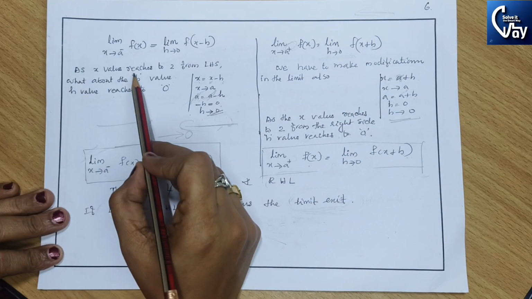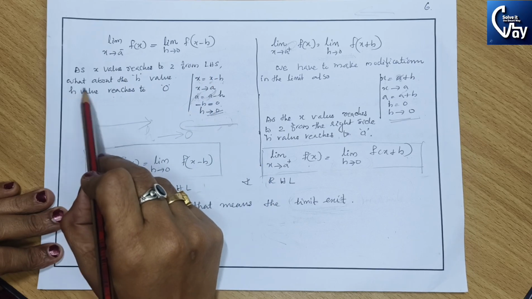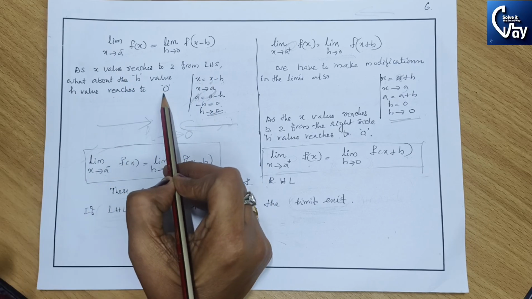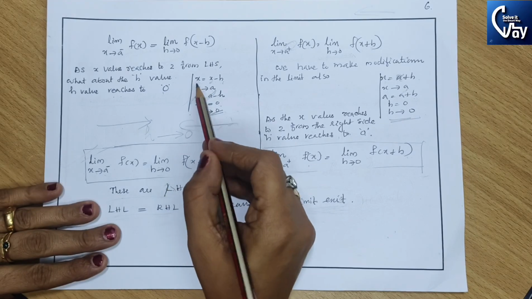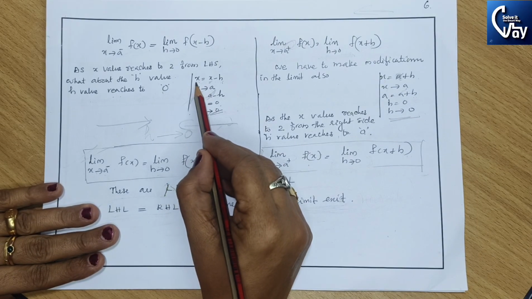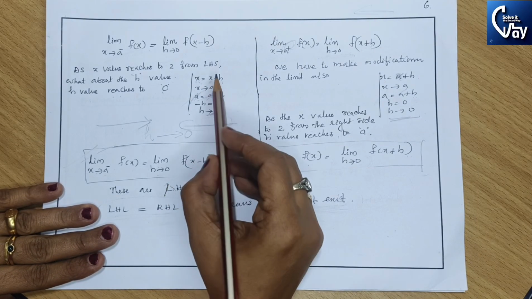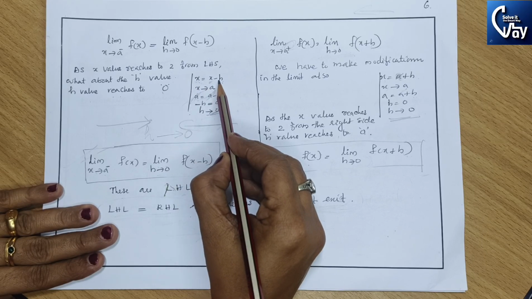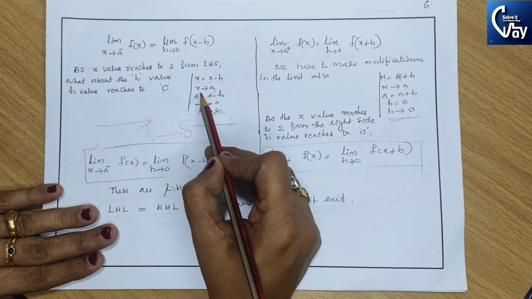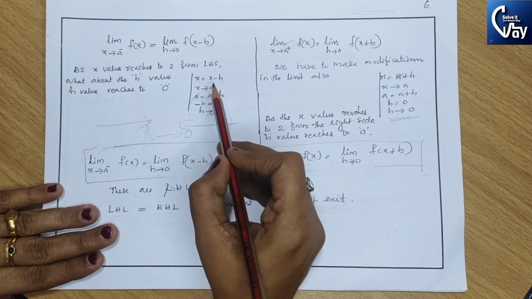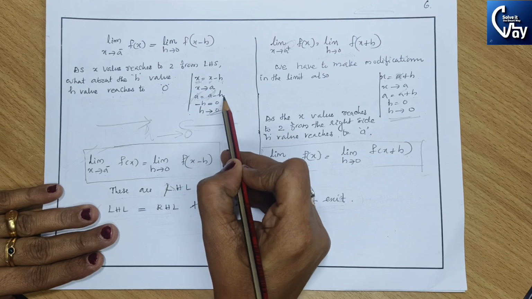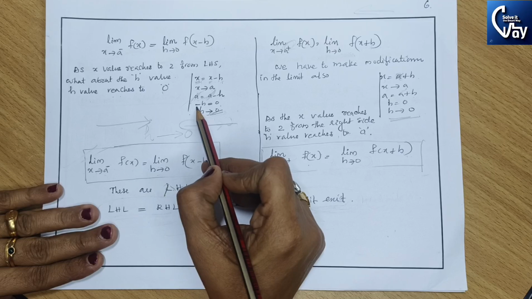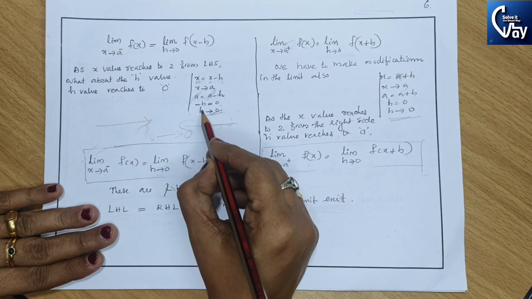As the x value reaches 2 from LHS, what about the h value? The h value reaches 0. That we discussed earlier. Mathematically we write x is equal to x minus h. X and x minus h values are the same. As x approaching a means a equals a minus h. A gets cancelled, so minus h is equal to 0. That means h approaches 0.